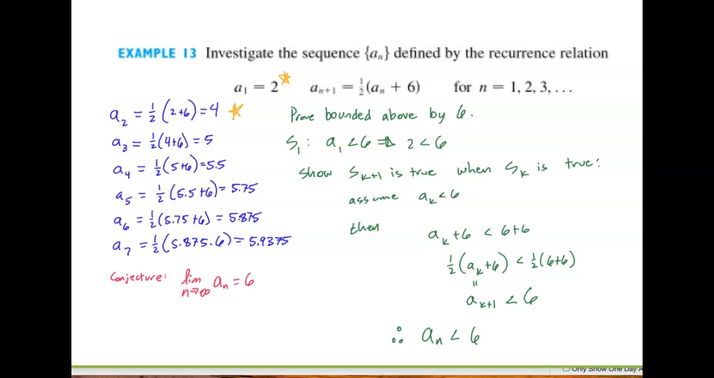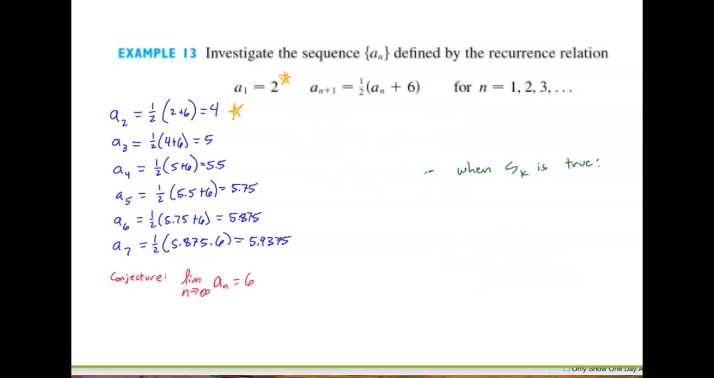All right, so we've proven that it is increasing, aka monotonic. We've proven that it's bounded above by 6. It's clearly bounded below by 0, right? Because the first term is 2 and it's increasing. So it's both monotonic and bounded, meaning it must converge. So I'm going to make that statement. So therefore, A sub n converges by the monotonic sequence theorem. But we haven't necessarily proven that it has to converge to 6.